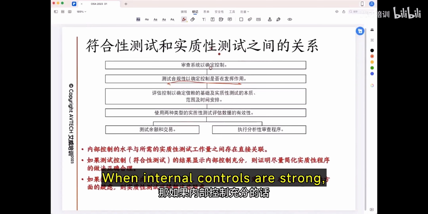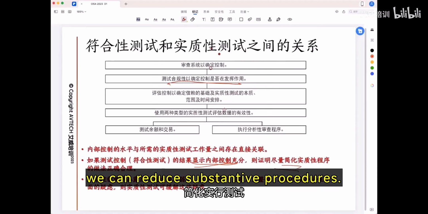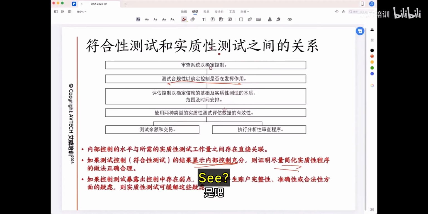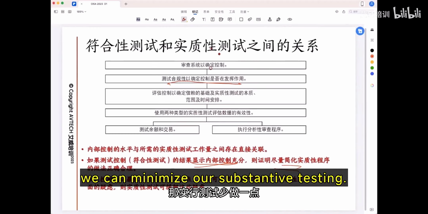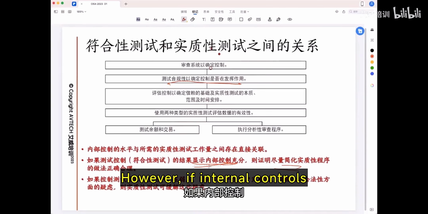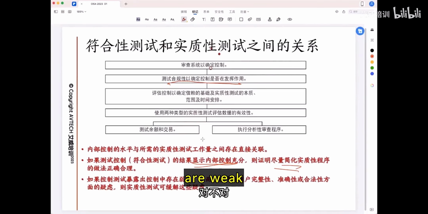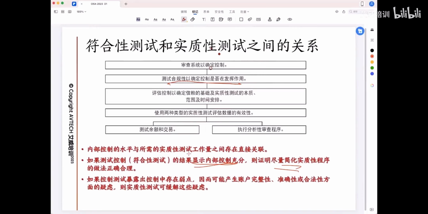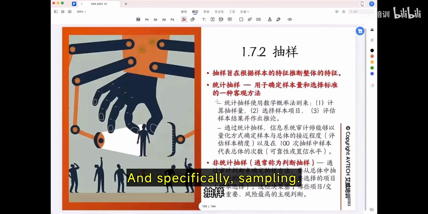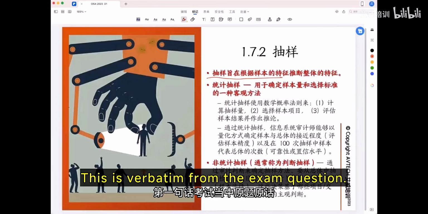Okay. When internal controls are strong, we can reduce substantive procedures. See, with such effective controls in place, we can minimize our substantive testing. However, if internal controls are weak, have deficiencies, what becomes our primary focus? Substantive procedures. And specifically, sampling. This is verbatim from the exam question.